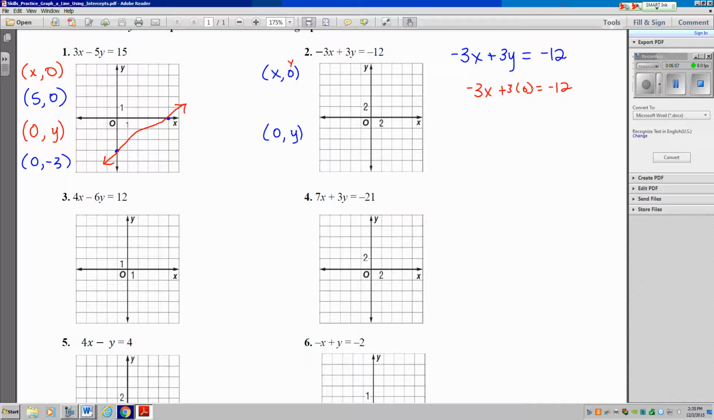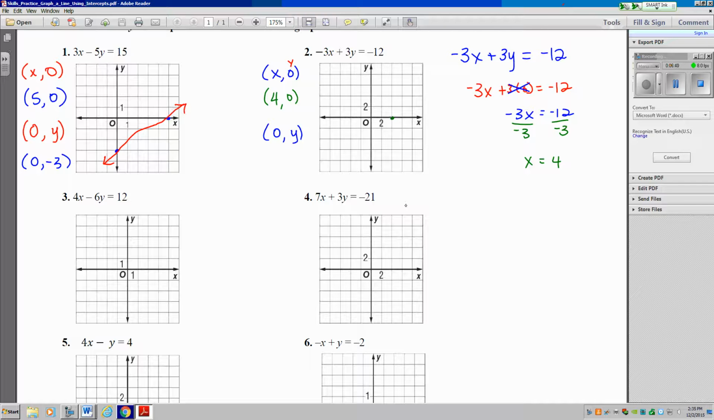That's a 3, sorry, and that's a 0. And my 3 times 0 disappears, leaving me with negative 3x equals negative 12. Going to divide both sides by negative 3. And this time I'm going to get x equals positive 4, because negative 12 divided by negative 3 is positive 4. So my x value when y is 0 is positive 4. So I'm going to be at 1. Oh, I'm counting by 2's, so I'm going to be right here this time.